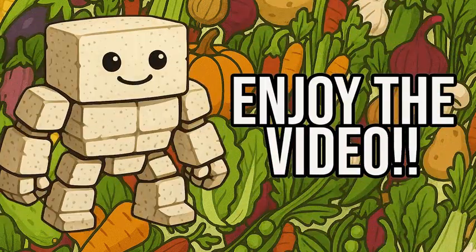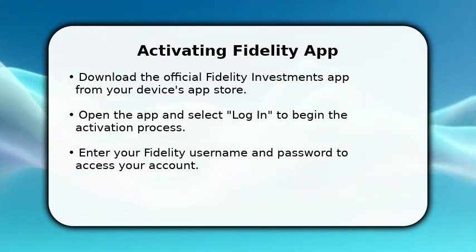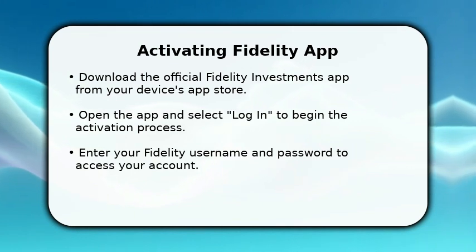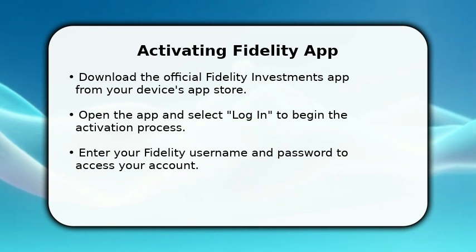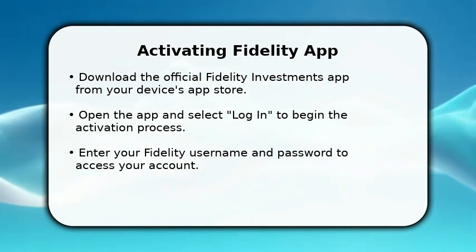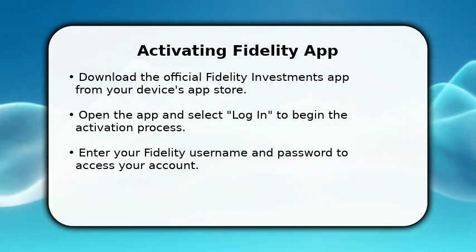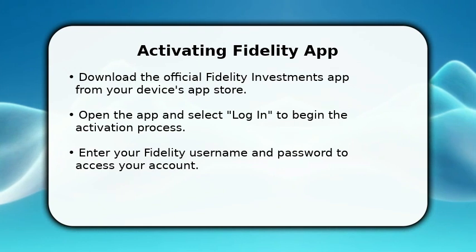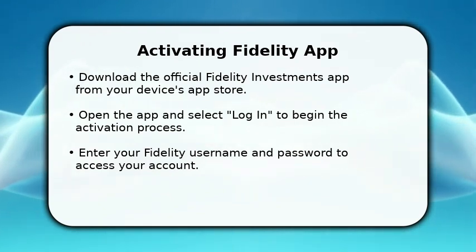Please enjoy the video. In this video, I will explain how to activate the Fidelity mobile app. First, download the official Fidelity Investments app from your device's app store, whether it's the Google Play Store or Apple App Store. Once downloaded, open the app and tap on the Log In option. Then, simply enter your existing Fidelity username and password to start accessing your account. This initial step connects your device to your Fidelity profile.